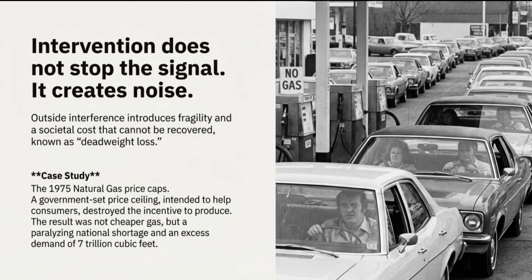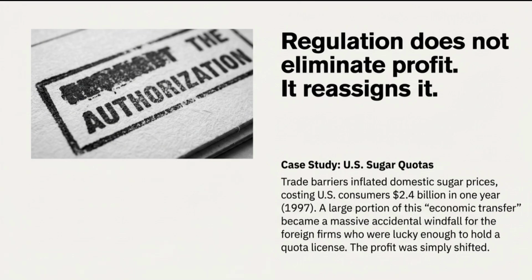Okay, so if the whole system runs on these pure, clear price signals, bring in lens 4. Regulatory distortion. Right. What happens when an outside force, usually the government, starts injecting noise into that feedback loop? And we're looking at these interventions just as well as failures in the loop. And they always create a predictable kind of fragility, a societal cost that you can't get back, what economists call deadweight loss. The source material gives a fantastic historical example, the natural gas price control of 1975.